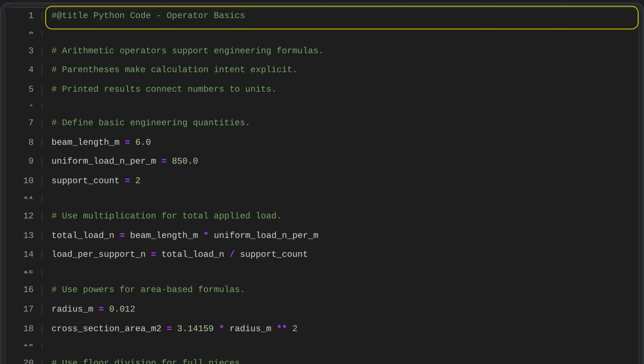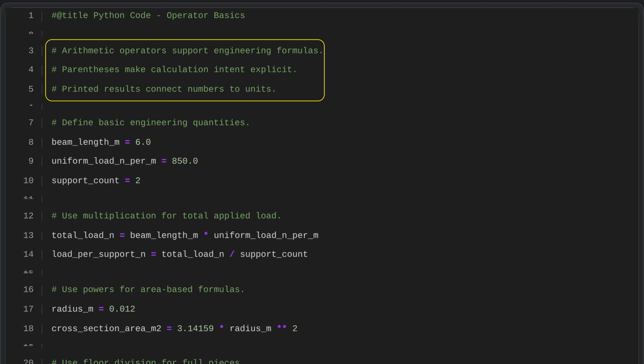Python code, operator basics. Arithmetic operators let you write engineering formulas clearly, while parentheses show the intended order of calculation. Printing results with their units helps connect the computed numbers to their real-world meaning.